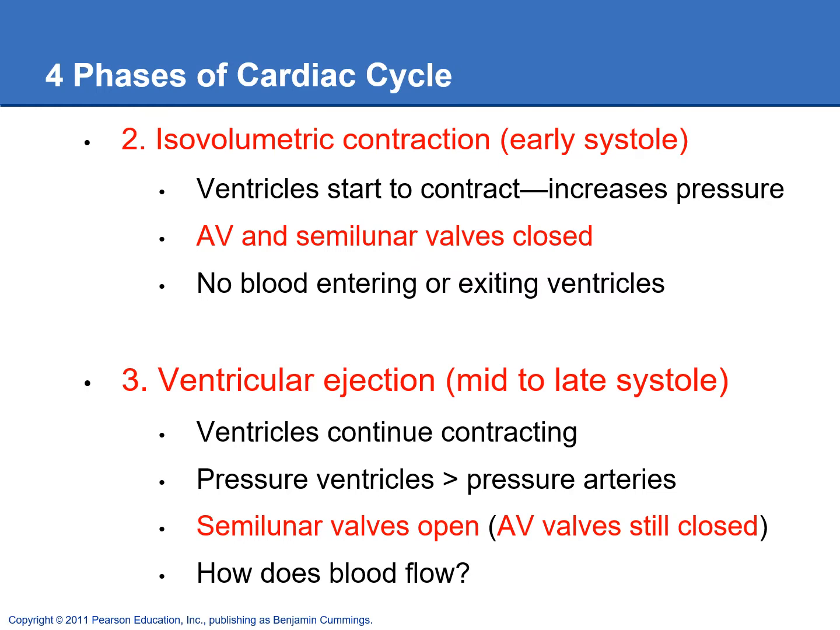The third phase of the cardiac cycle is called ventricular ejection, and this occurs in mid to late systole. So the ventricles continue contracting, the pressure gets higher inside the ventricle, and now it's high enough that it opens the semilunar valves and blood is now ejected out into the aorta and the pulmonary artery.